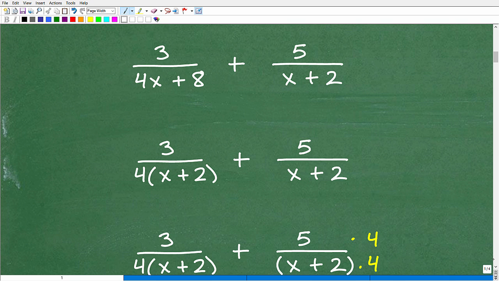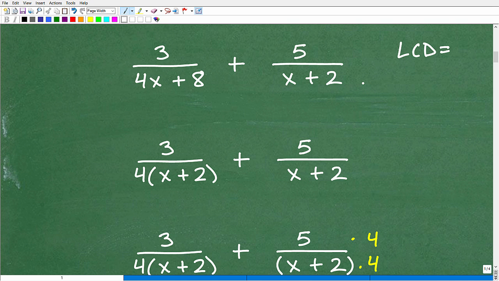Again, you need to practice this stuff beyond this video. But let's go ahead and handle this. Let's first find the LCD. Okay, so what's the LCD when we are dealing with variable situations? Well, again, we want to have the same denominator. We're like, all right, I got a 4x plus 8 and I got an x plus 2. What would be the same denominator?